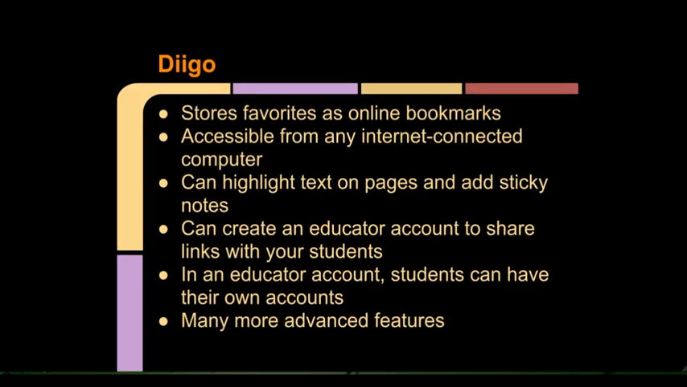Here we go. So the first tool we're going to talk about is Diigo. And like I said, you're going to watch a separate video about Diigo in just a minute. But some of the great things about Diigo is that it stores your favorites as online bookmarks. What this means is anything you would normally mark as a favorite on your computer, you can now access on any internet-connected computer, which means that when your computer is re-imaged over the summer or because you've had a problem with it, you're not going to lose your favorites. And even if you're not having a computer issue, you now have the same access to your favorites at home as you do on your classroom computer or at a computer lab computer.